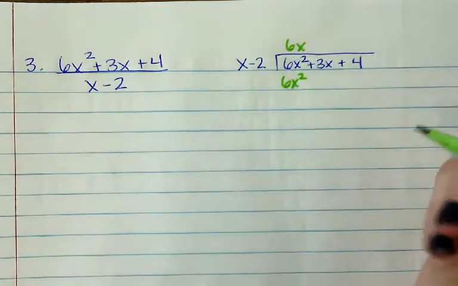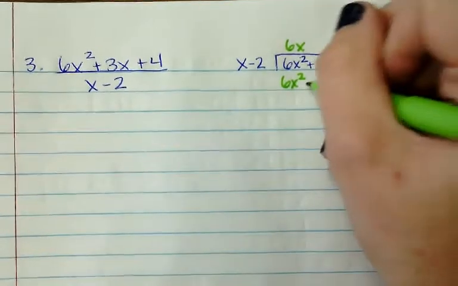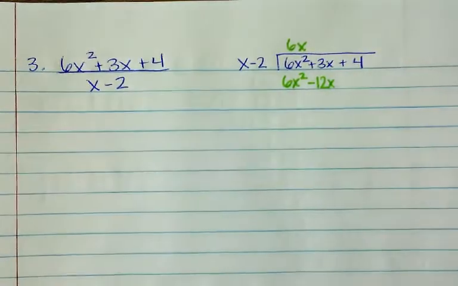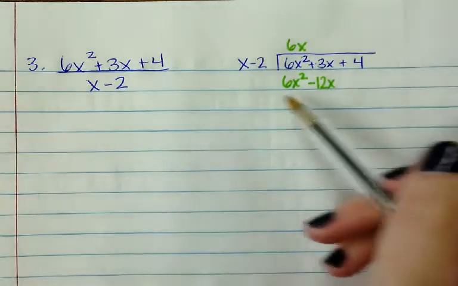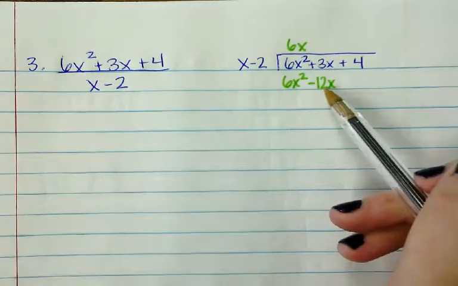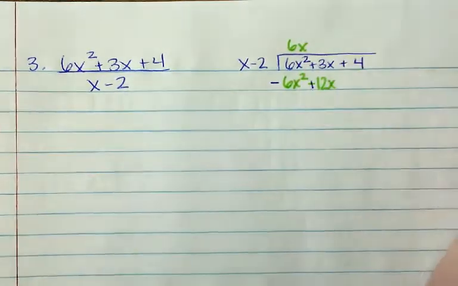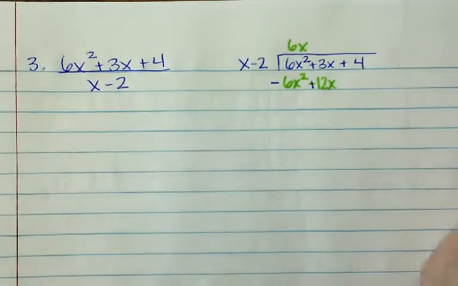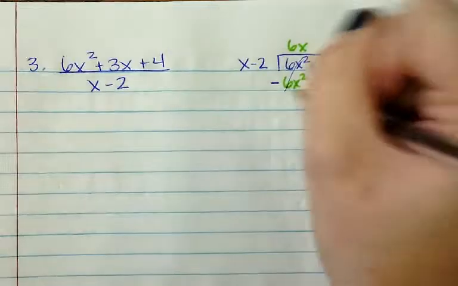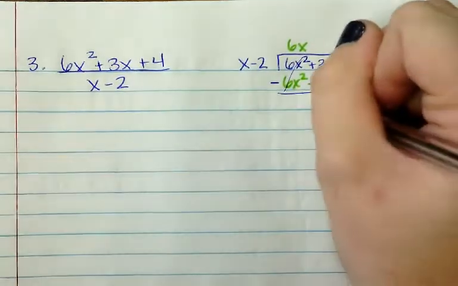Now we're going to subtract everything in this first line. So that means I have to change this sign, and I have to change that sign. So my 6x squareds cancel, and we are left with 15x. Then we're going to bring down the 4 plus 4.